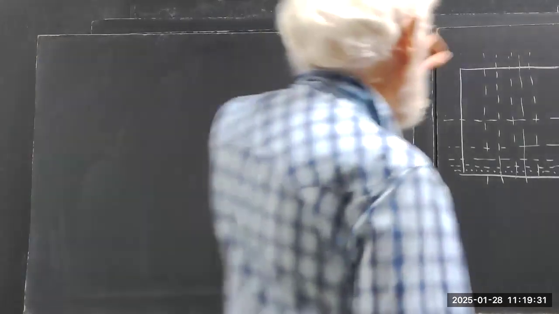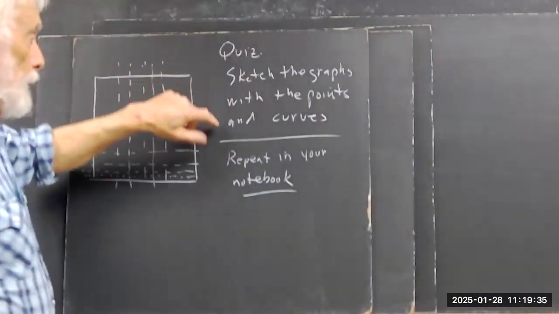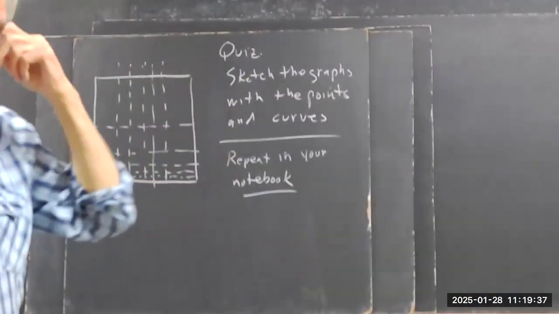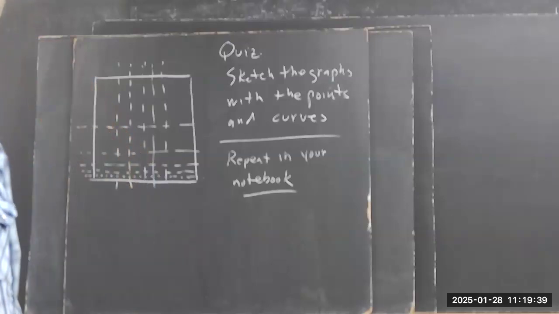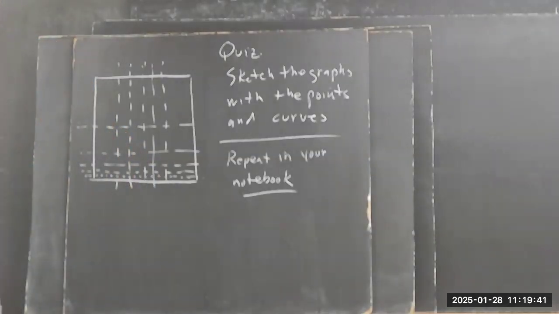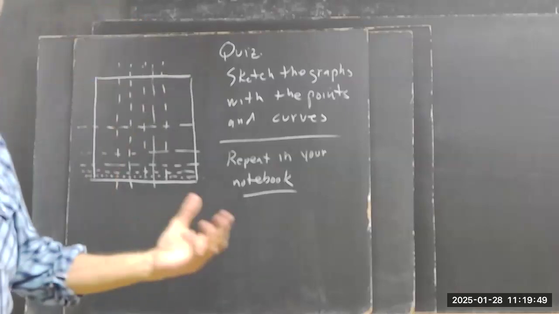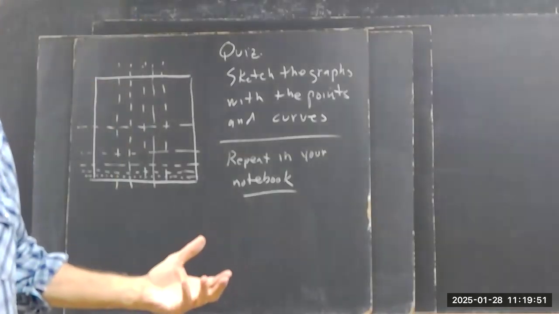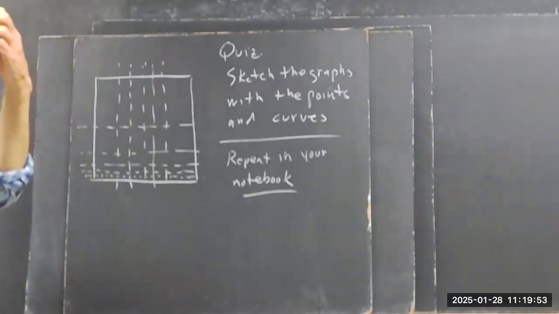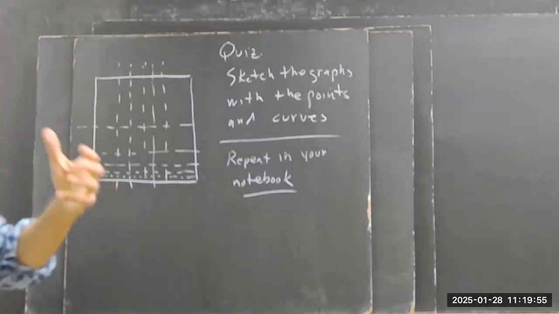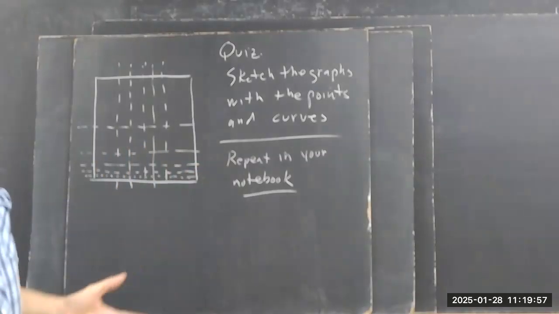Okay, so again, the quiz asks you to sketch the graphs with points and curves, then repeat in the notebook. Okay, so the squaring graph, you need all these lines for the vertical. At least one person left off these two lines here, and you can't do the graph if you don't have those lines.